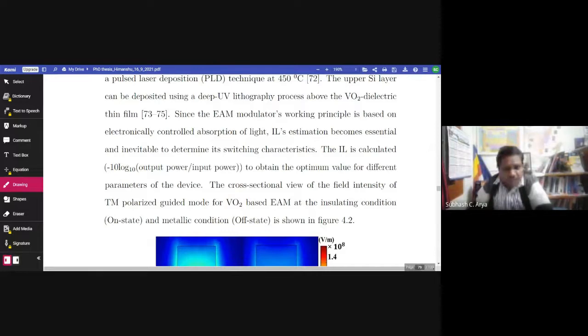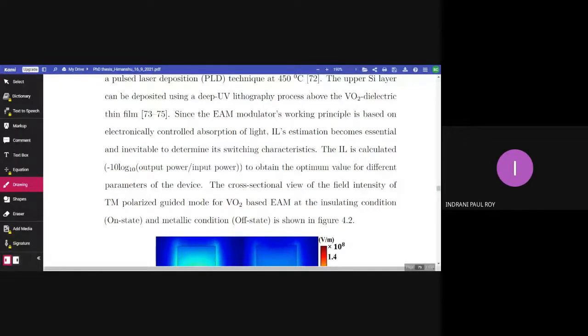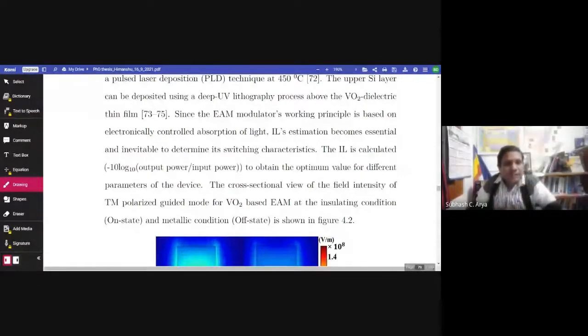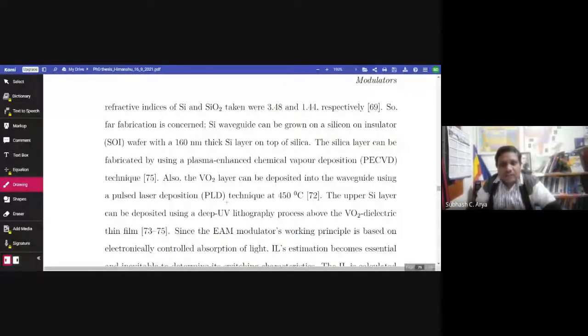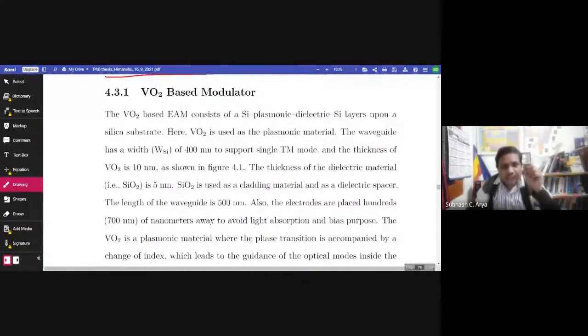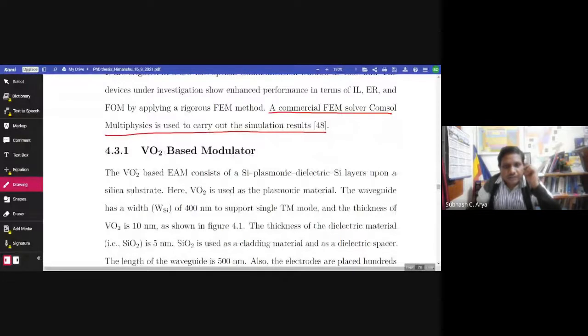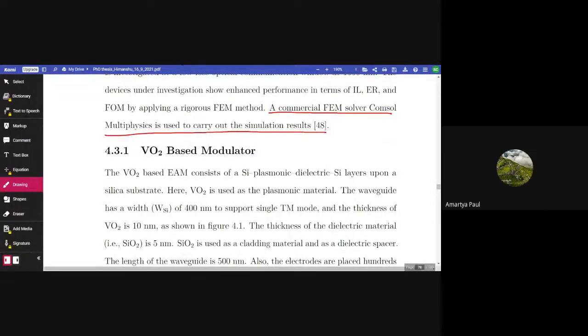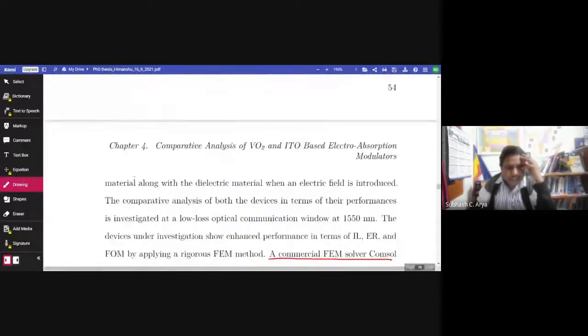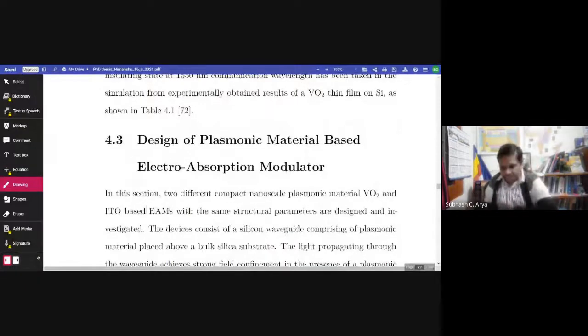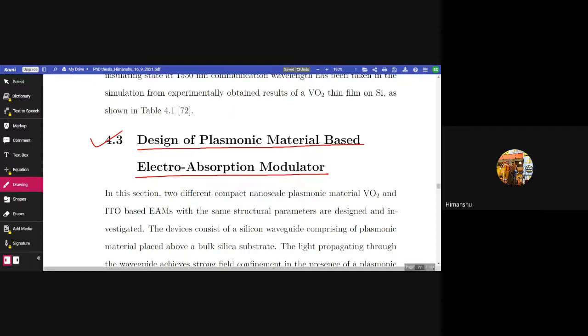Hello, can you hear me? Yes, sir. Okay, thank you so much. Sorry, there was an emergency call, and I could not hear. I have to mute it. Which section are you talking about, Himanshu? 4.3, sir. 4.3, 4.3.1, or which one? Yes, this one. Okay, over to you, Himanshu, if you can hear me. Himanshu is here. Yes, sir. Am I audible? Yes, you are very much audible.